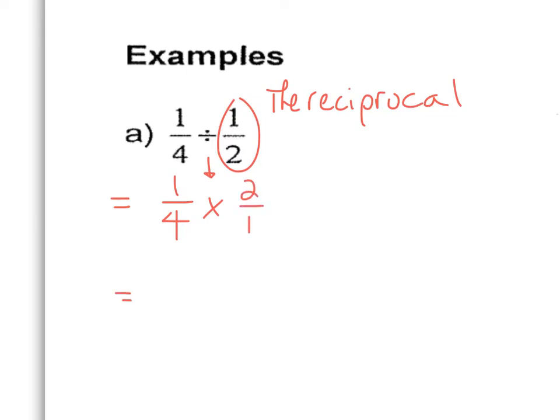We look for where we can reduce. If we can reduce before or after, it doesn't matter. I like doing it before, so we're going to go 1, and we're going to go 2, because 2 over 4 is the same as 1 over 2. And now we multiply straight through. 1 times 1 is 1, 2 times 1 is 2. And that's our final answer.